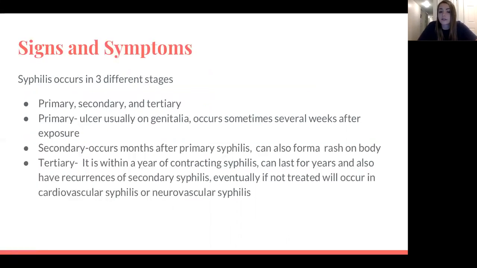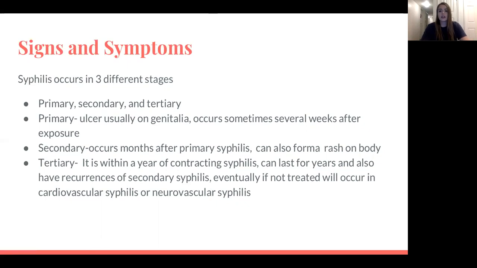Syphilis occurs in 3 different stages. It occurs in primary, secondary, and tertiary. In primary stage, we see that there's an ulcer that can occur, usually on the genitalia, and it comes and goes, depending. It'll happen within the first, I feel like, 6 weeks of contracting syphilis.